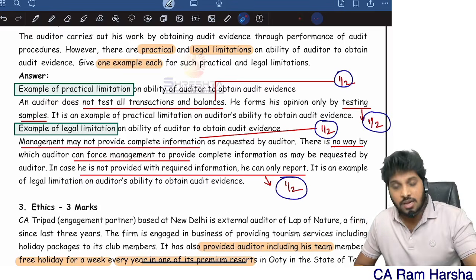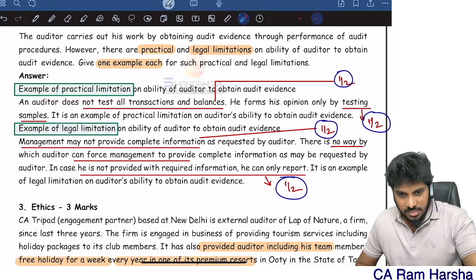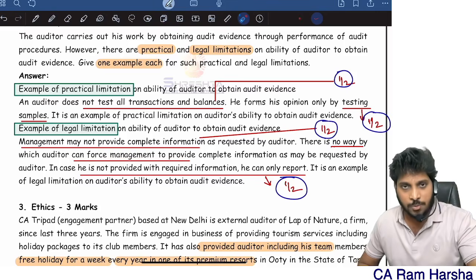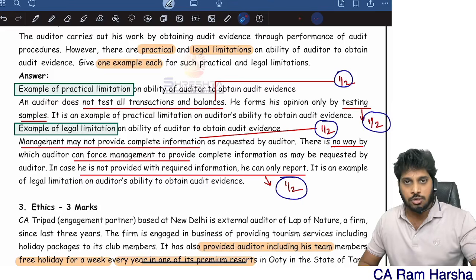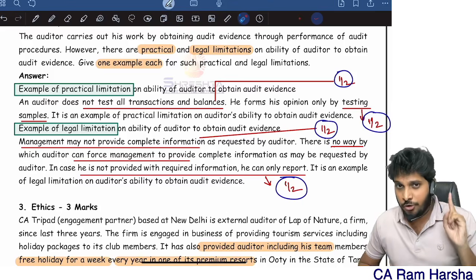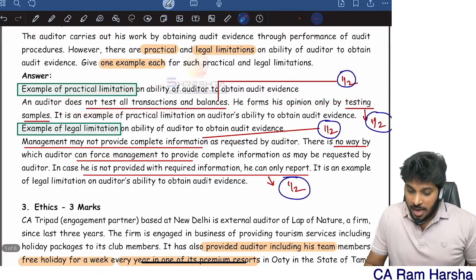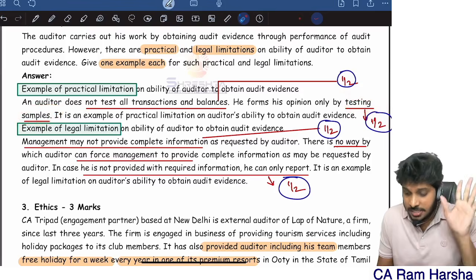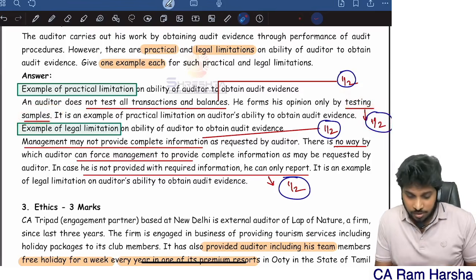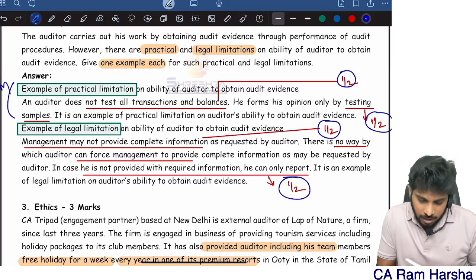ICA itself is giving. If these wordings are there, if this sentence is there, if this point is there, then only put marks. If some other point the student wrote, no marks. Strictly follow, please. So half mark. Okay, and he will test through samples. For that, another half mark. 1 mark for practical limitation.